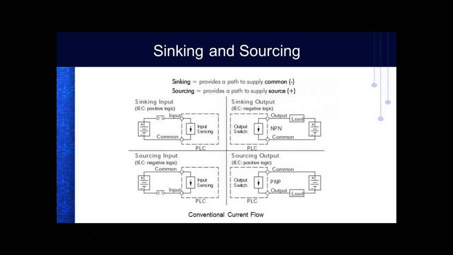This is the basic layout of what we refer to as syncing and sorting. So notice on the first one, these are syncing. Okay, this is a syncing input. If the input is syncing, then your input device has to be what? Sourcing. Does that make sense? So here, notice the input is in the positive line of our DC. And then our module uses negative common. That makes sense?